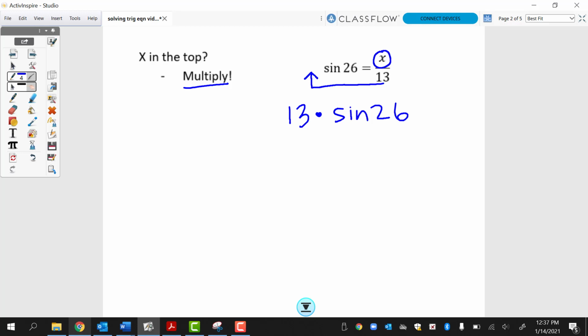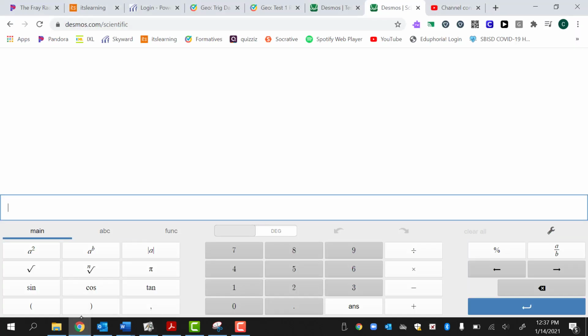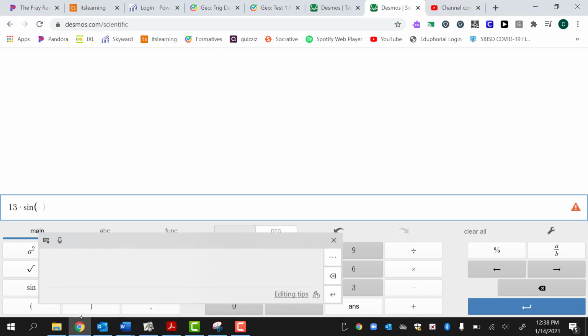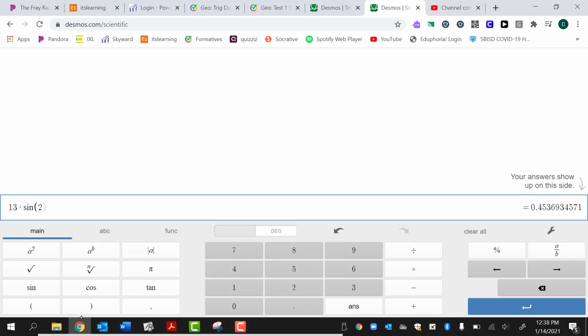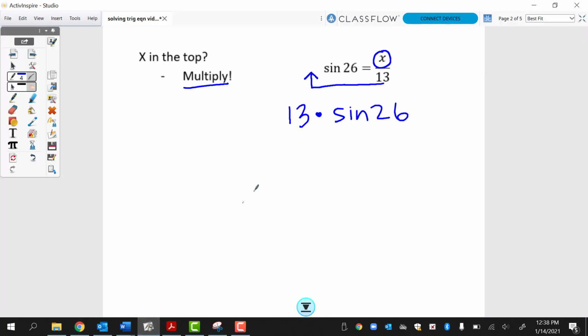So let's look at our calculator. We're typing right here: 13 times. Now, how do I get sine to show up? Well, sine is right down there. So I'm going to push sine, and then it pops up parentheses. That's okay. We're going to put 26 in there and close parentheses. And then our number shows up over here. Oh my gosh, that's a lot of decimals. So for right now, I'm going to ignore this part. I'm going to put the whole number part and then point, and then two numbers after. So I'm going to put 5.69.